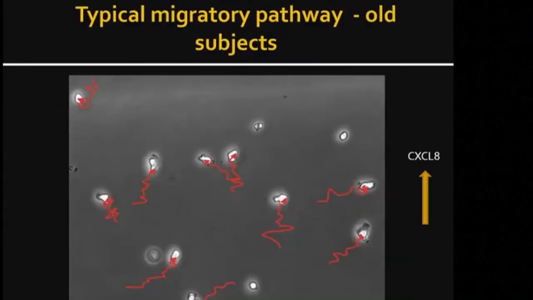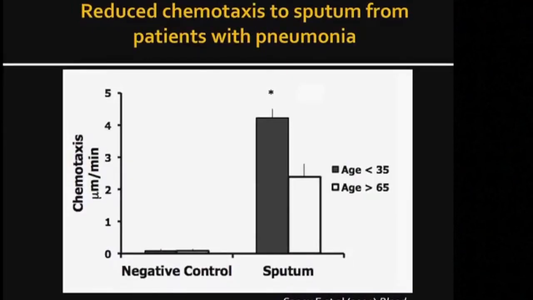This is an older subject. I don't think you have to be an expert immunologist to see that there's a problem here. The target's at the top. Look, this one's going backwards, sideways, they're changing direction. They've lost their sat-navs. This is a healthy elderly person. So this is problematic. And it's not just chemokines.